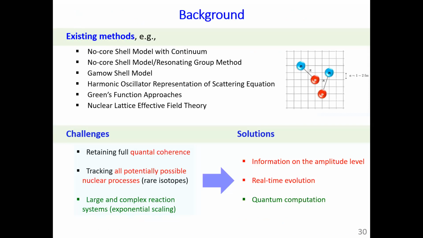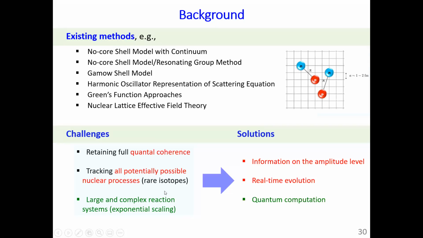And the background of this investigation is as follows. There are existing methods such as the no-core shell model with continuum, and also the no-core shell model with resonating group method, the Gamow shell model, harmonic oscillator representation of the scattering equation, Green's function approaches, and also nuclear lattice effective field theory. However, these successful methods fail to retain the full quantum coherence during the calculation, and they are not quite as powerful to track all potentially possible nuclear processes during the reaction.